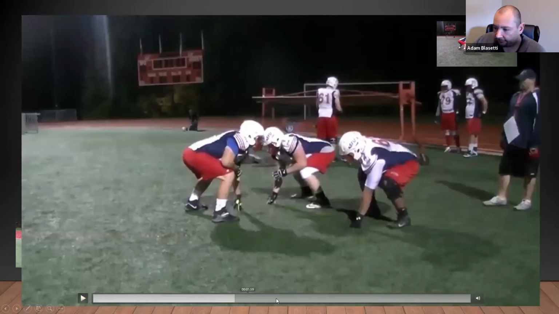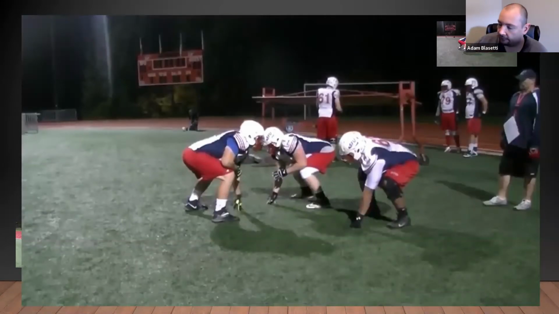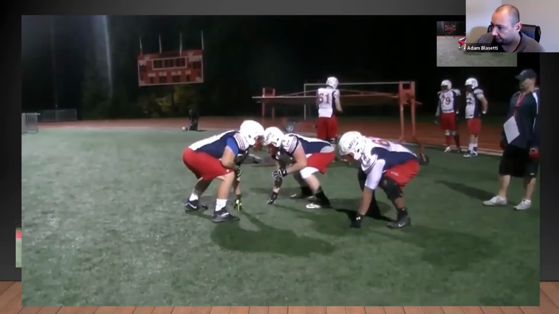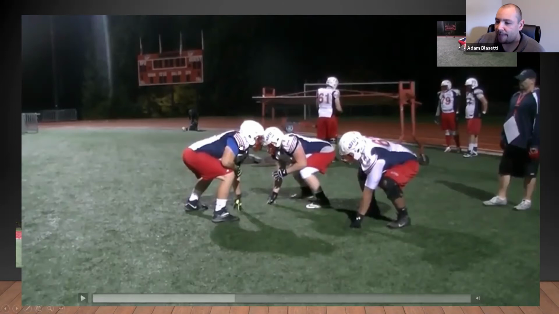Now I've taught it different ways where we try to reach and rip with that front side or that backside hand. The only reason why I like to do that is because that movement accelerates the footwork. You never want to be backside on this play, so you want the guard in this case to really try to reach to get front side to take over the block.